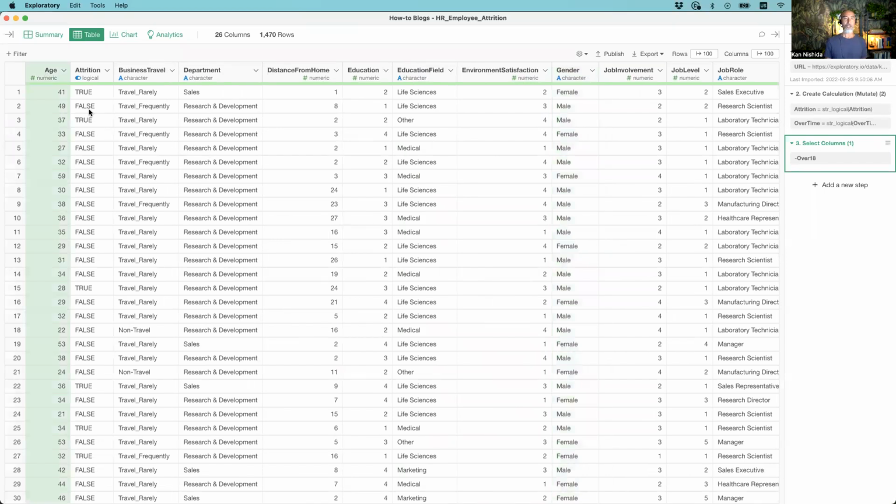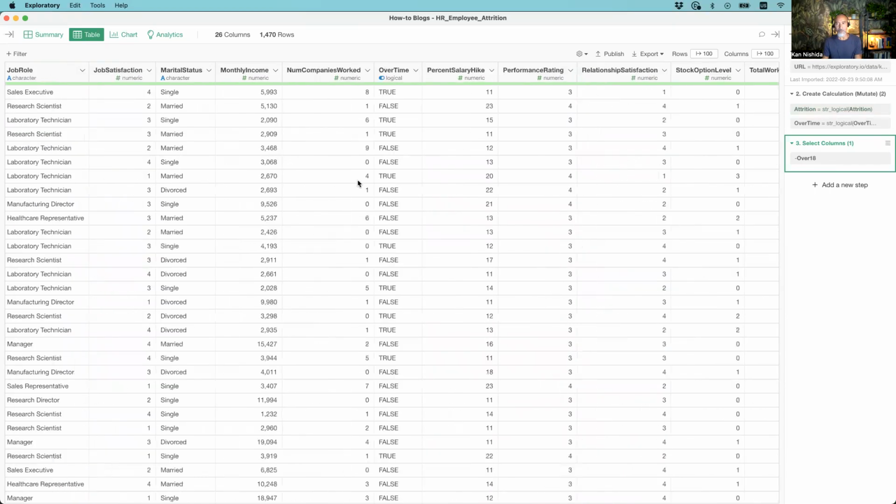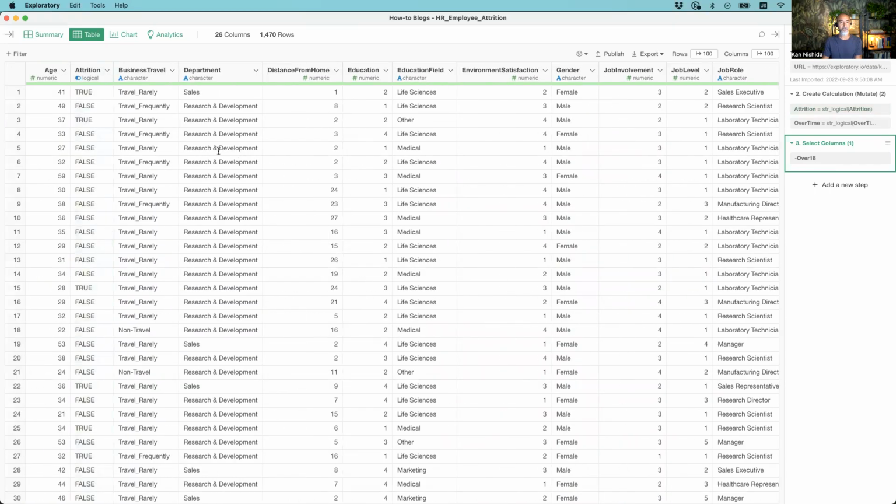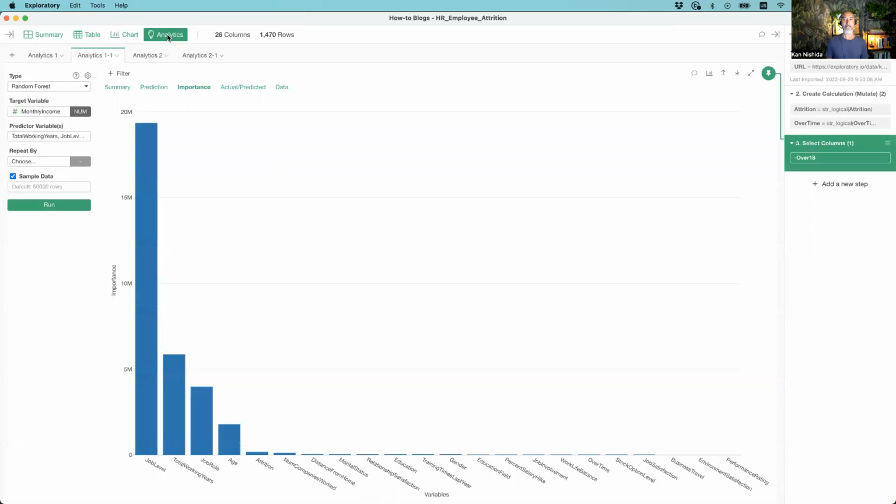Okay, another important piece of information here is attrition. This indicates whether this employee has left the company or not left the company yet. Anyway, so this is the data. Let's say I want to build a prediction model to predict the income, to see what has influenced the income. What are the variables that have a relationship with the income, right? So in order to do that, I can go to the analytics.